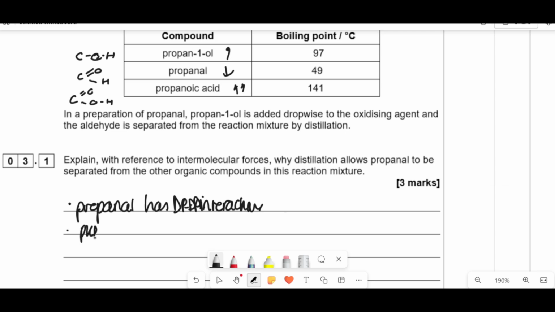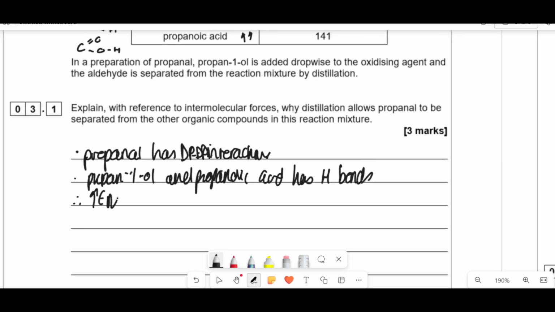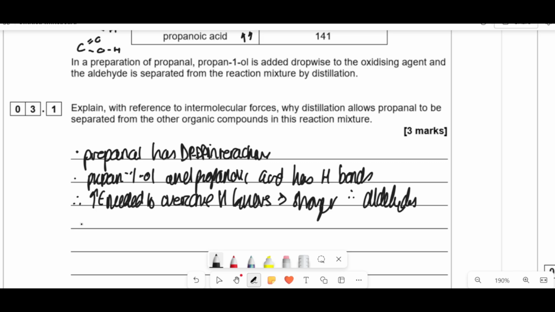Whereas your propan-1-ol and your propanoic acid have hydrogen bonds. Can you see an OH and an H there? So it's got hydrogen bonds. Therefore, there's more energy needed to overcome hydrogen bonds because they're stronger. Therefore, aldehydes have a lower boiling point, so they can be distilled because they evaporate first.